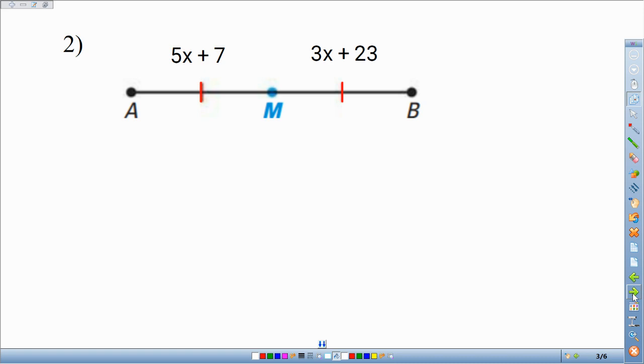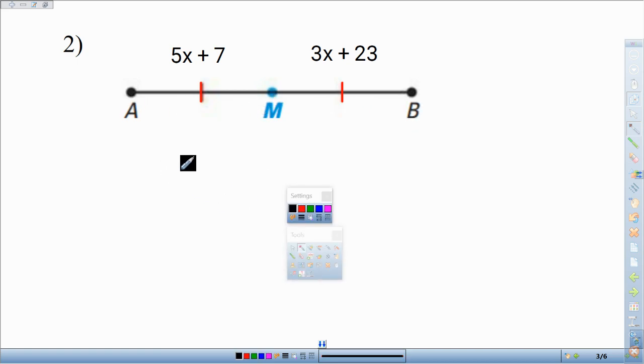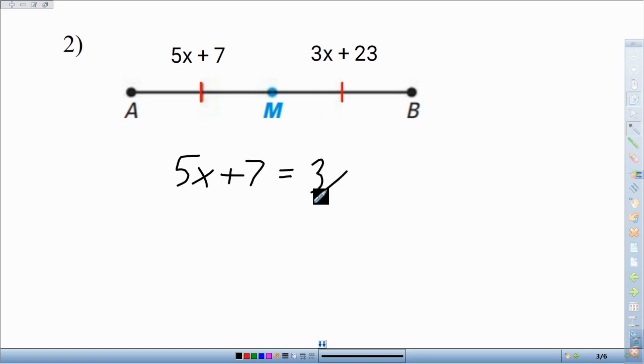Alrighty. So the first one I'm going to look at is number 2. These problems are giving us segments, and just a reminder, these markings on these segments are telling us that it's being bisected. The word bisect means it's being cut into two congruent parts, and the word congruent means they're equal. So I can set this segment equal to this segment, and that's my equation. I can say 5x plus 7 is equal to 3x plus 23.